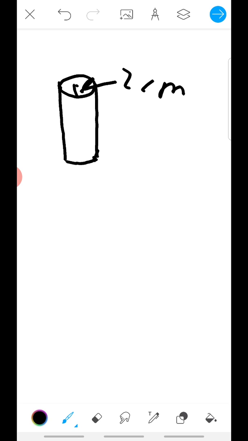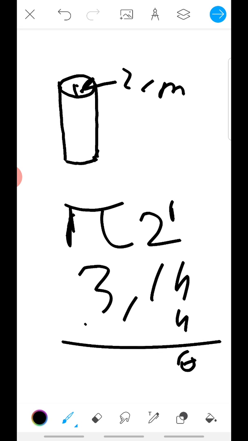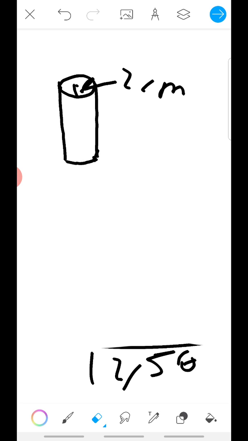How do you get the area of a circle? It is pi r squared, so that means 2 times 2, 4, times pi, so 3.14 times 4. All these calculations lead to 12.56. That is the area of this circle.